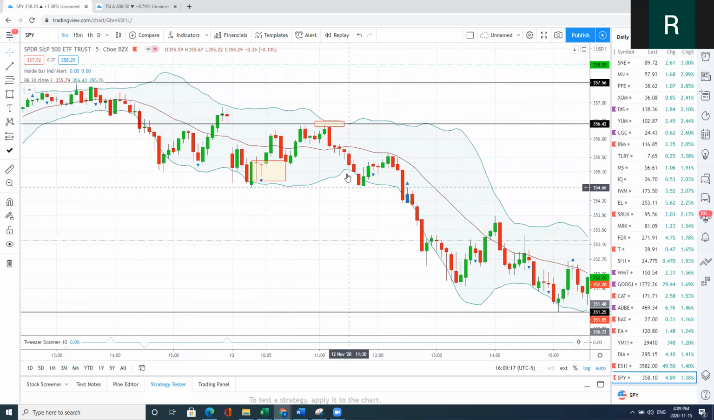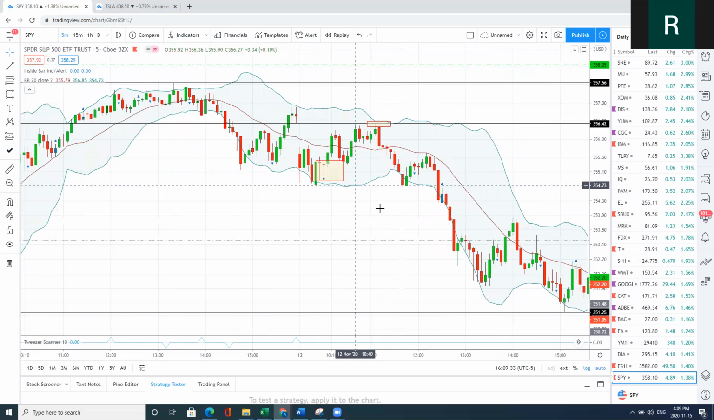So if you notice, if we look at this inside hammer here versus this one, this one is at 11:55. And this one is at 10:05. And you can see here that we barely got a bounce here. And this is because the volume is starting to die as we go later on in the day.